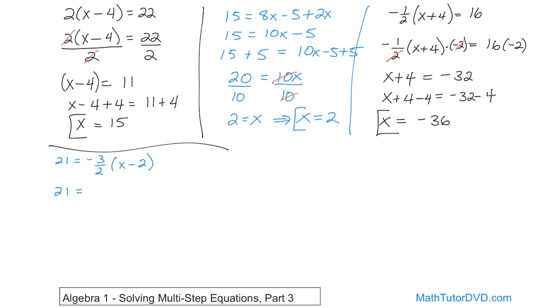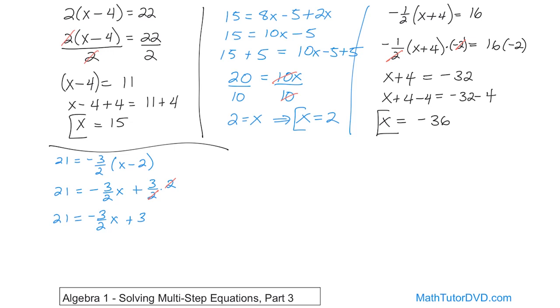This negative 3 halves times x is going to be negative 3 halves x. And then you have negative 3 halves times negative 2, which gives you positive 3 halves times 2. The reason I wrote it as positive is because negative times negative gives you positive. Now, the 2 on the bottom here cancels with the 2 up there, so I really don't have to do anything too clever right there. So when I rewrite everything, what I'm going to end up having is 21 equals negative 3 halves x plus 3.